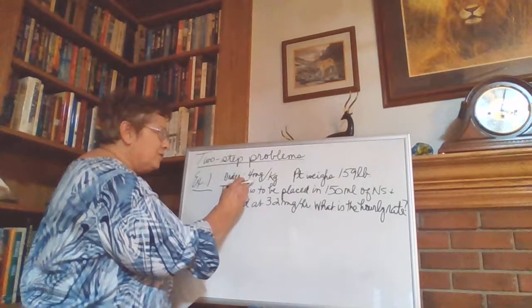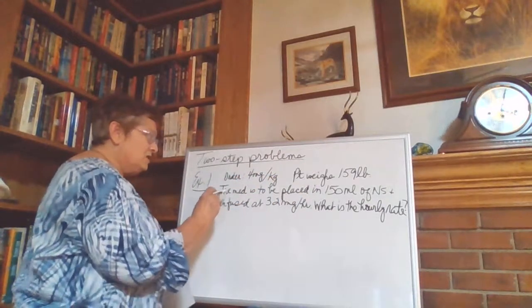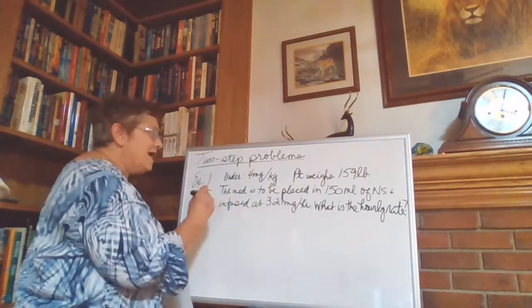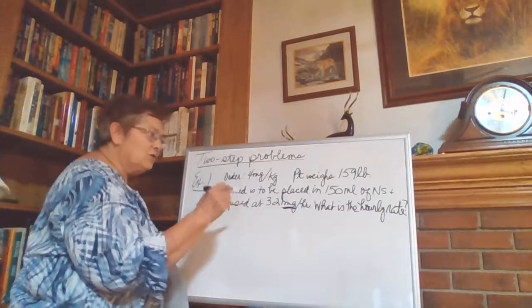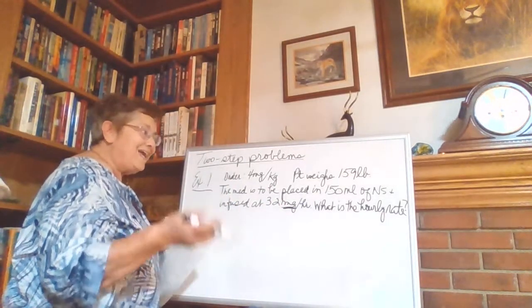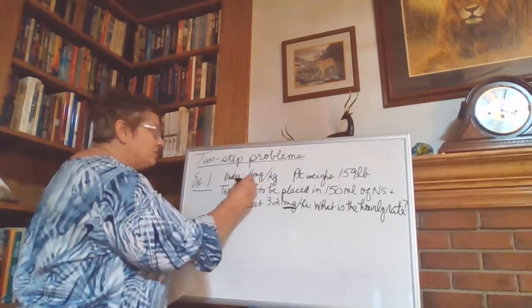The order is for 4 milligrams per kilogram. The patient weighs 159 pounds. The medicine is to be placed in 150 milliliters of normal saline and then infused at 32 milligrams, not milliliters, per hour. What's the hourly rate? Now, I'm looking for milliliters per hour, but I can't start there.